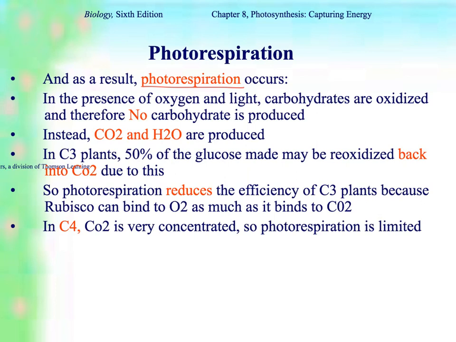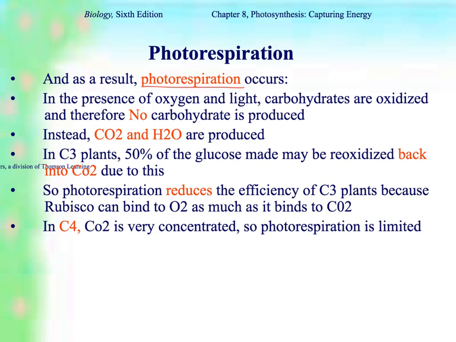In the presence of oxygen and light, carbon dioxide or carbohydrates are oxidized and therefore no glucose is produced. Instead, carbon dioxide and water is produced. So in C3 plants, 50% of the glucose made might be reoxidized back into carbon dioxide due to this problem. So photorespiration reduces the efficiency of C3 plants because Rubisco can bind to oxygen as much as it binds to carbon dioxide.